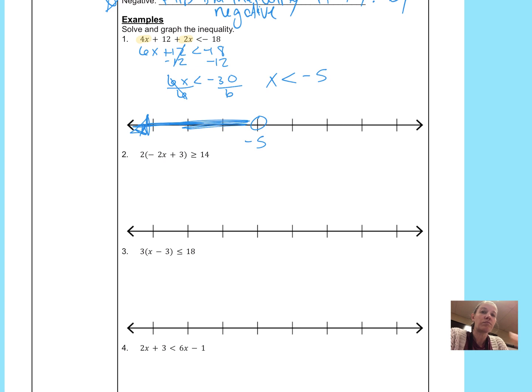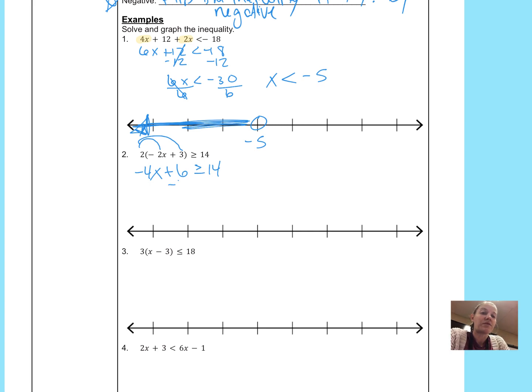Number 2, we've got a distributive property. Again, that's when we take the outside number times everything inside. So 2 times negative 2x would be negative 4x. And 2 times a positive 3 is a positive 6. And then we stop that because we're done with the parentheses. So we just drop down the greater than or equal to 14. No like terms, so I can just start solving.